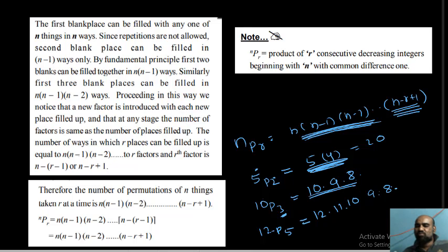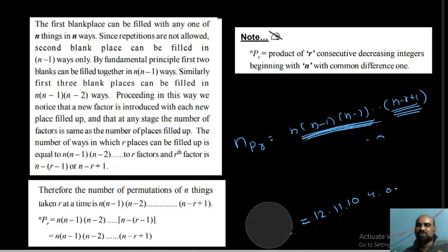12P5. 12 should be reduced 5 times. 12 into 11 into 10 into 9 into 8. Count 1, 2, 3, 4, 5. Completed. Okay, in this way you can remember.